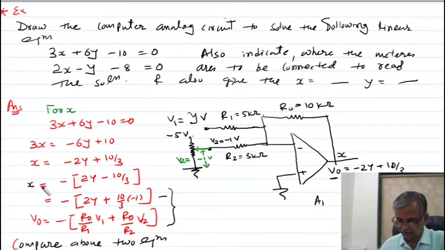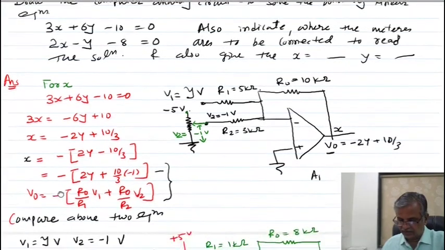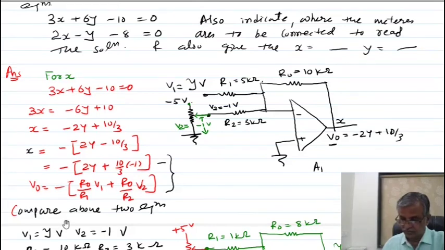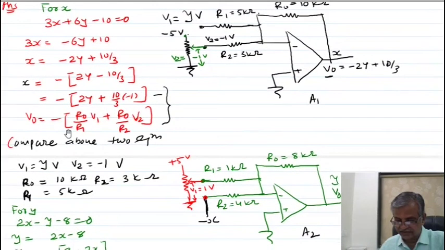So first I find the value of X, then I compare with the standard equation. I bring in the standard equation with a minus sign and inside one bracket. By comparing these two equations, I can get the values of R0, R1, R2, R3 and V1 and V2. According to that, I have designed the circuit. This is the circuit for this. So yes, you require Y if you want to know X. Now for the second equation, I find Y.